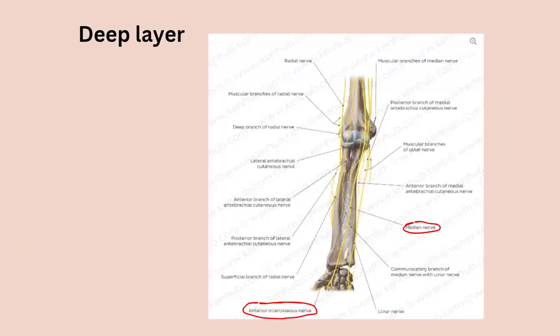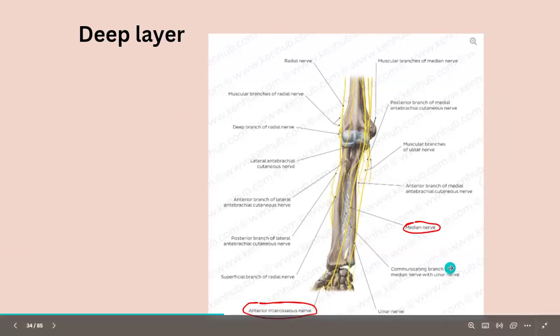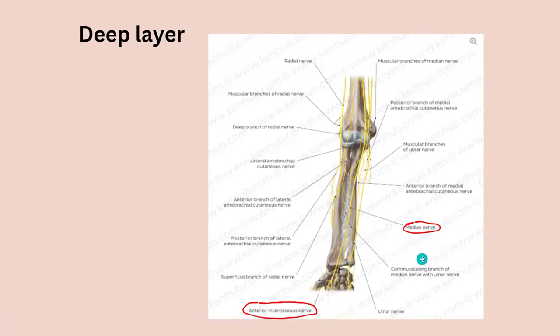So the deep layer actually has another nerve arising in that layer, what's called the anterior interosseous nerve. Now, the anterior interosseous nerve is just a branch of the median nerve, but it's only specific to the deep layer of the forearm.